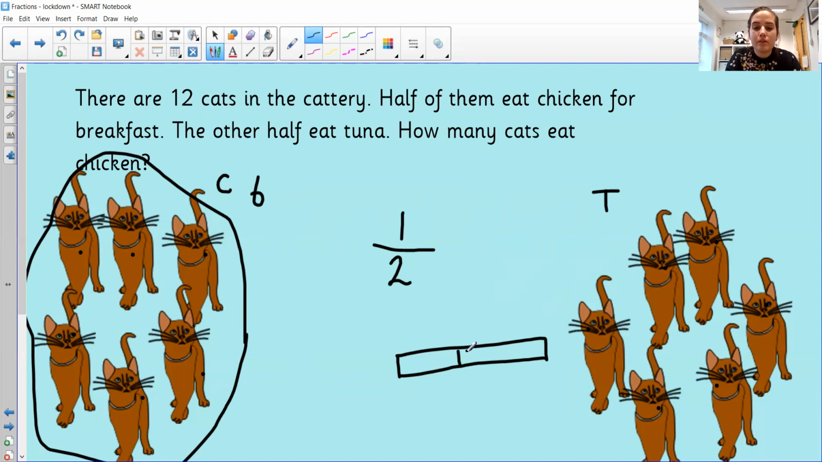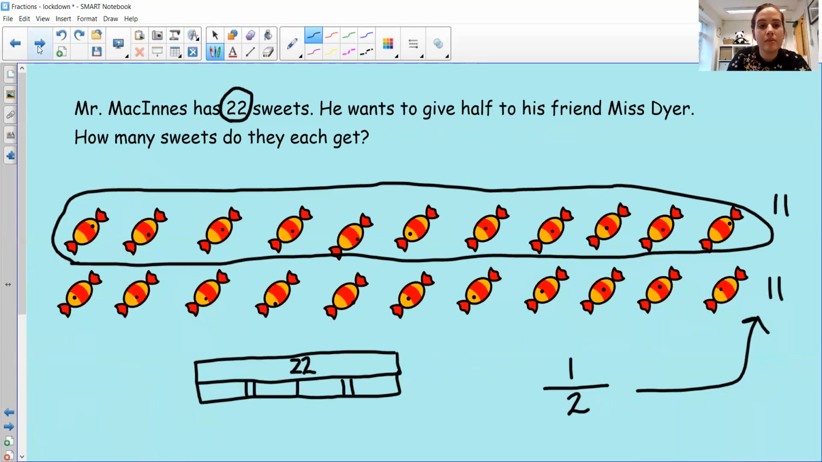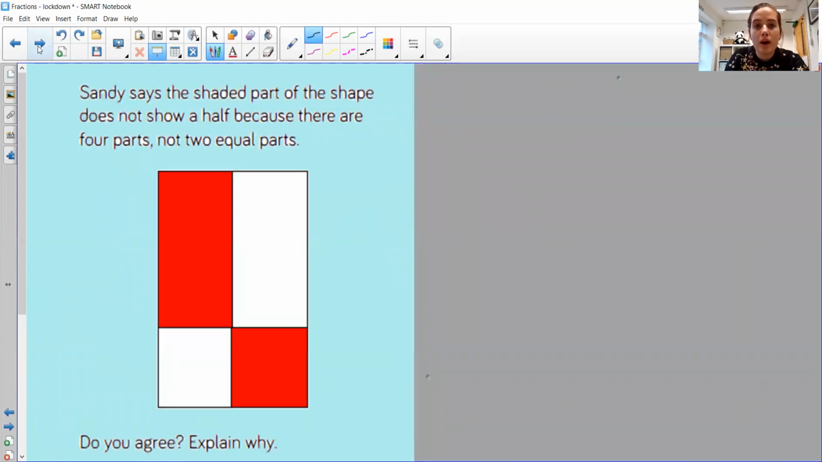12. Brilliant. So let's put 12 here. How many cats ate chicken? Let's do the chicken first. They had 6 cats that liked chicken for breakfast, and 6 cats that like tuna. And if I know my doubles, I know that double 6 is 12. Excellent stuff. So just something to bear in mind whilst you're working on this today.